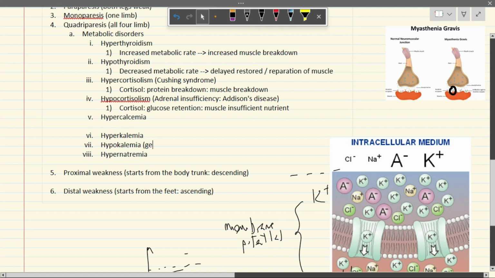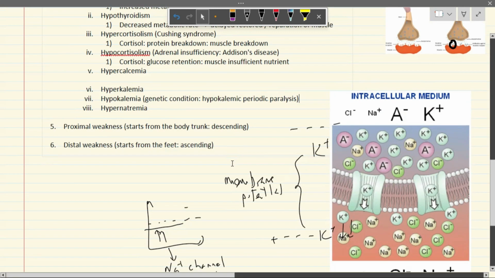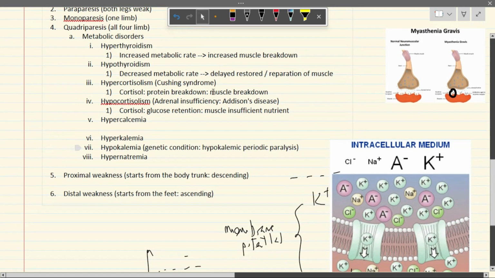In some people, it is a genetic condition. They're going to have hypokalemic periodic paralysis, which means their body has an innate defect in the transport of potassium, causing hypokalemia in the body, and sometimes they're going to have attacks of weakness, this quadriparesis.